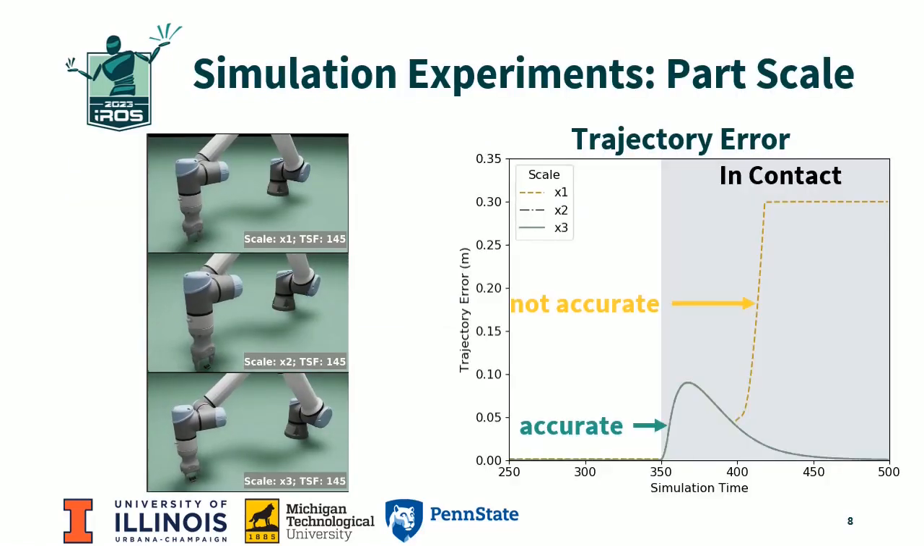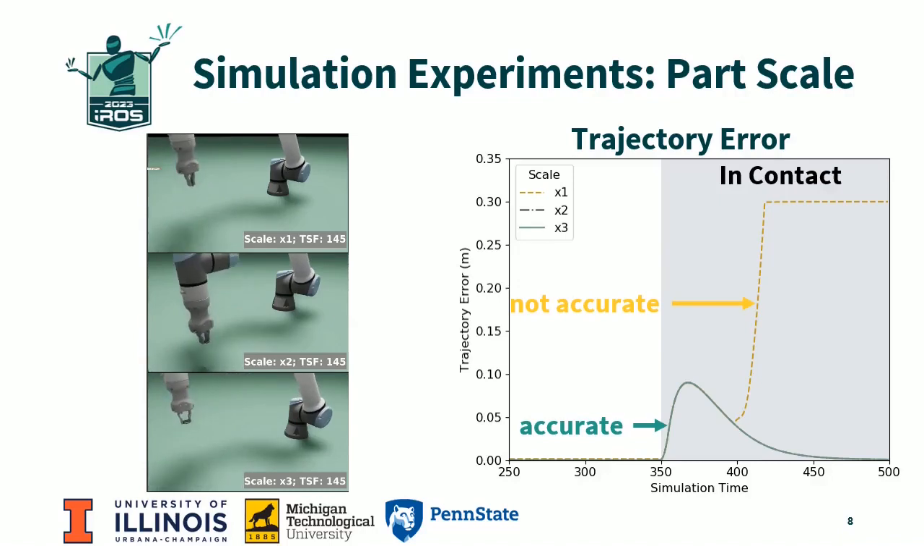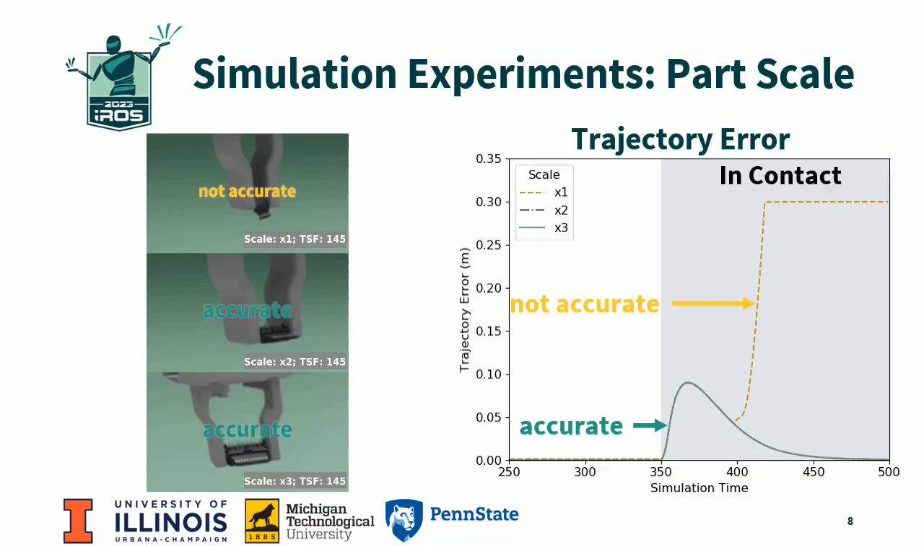Experiments show the impact of part scale on simulation accuracy. As we see in this video and corresponding trajectory error plot, a smaller part scale reduces the simulation accuracy, resulting in the part slipping within the grasp.